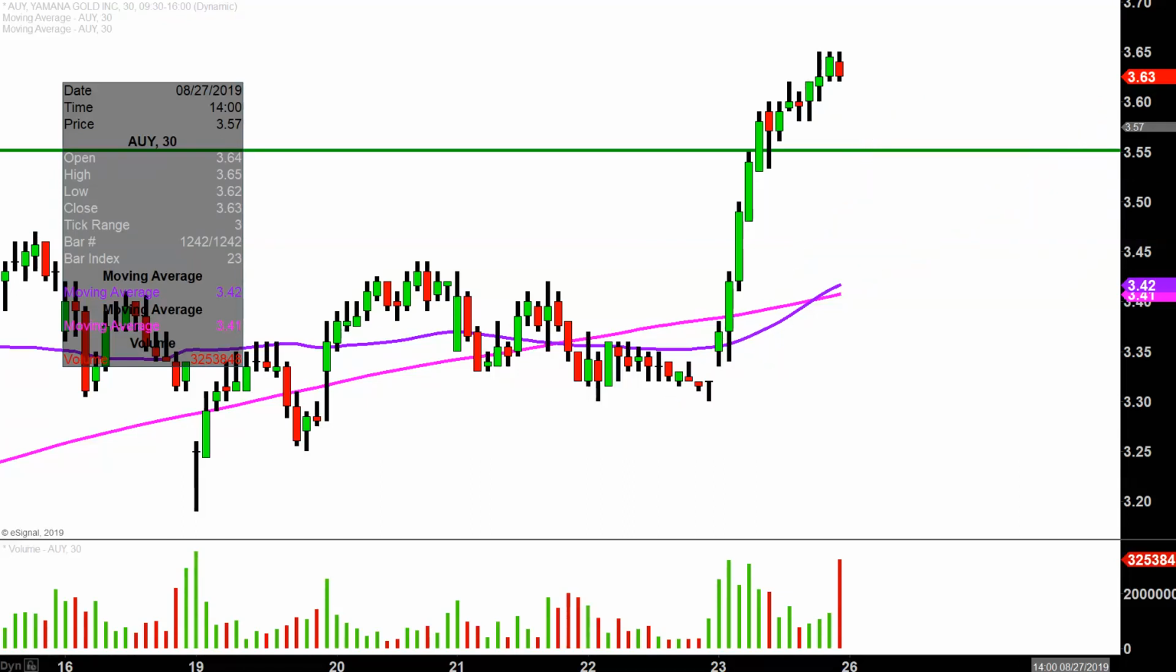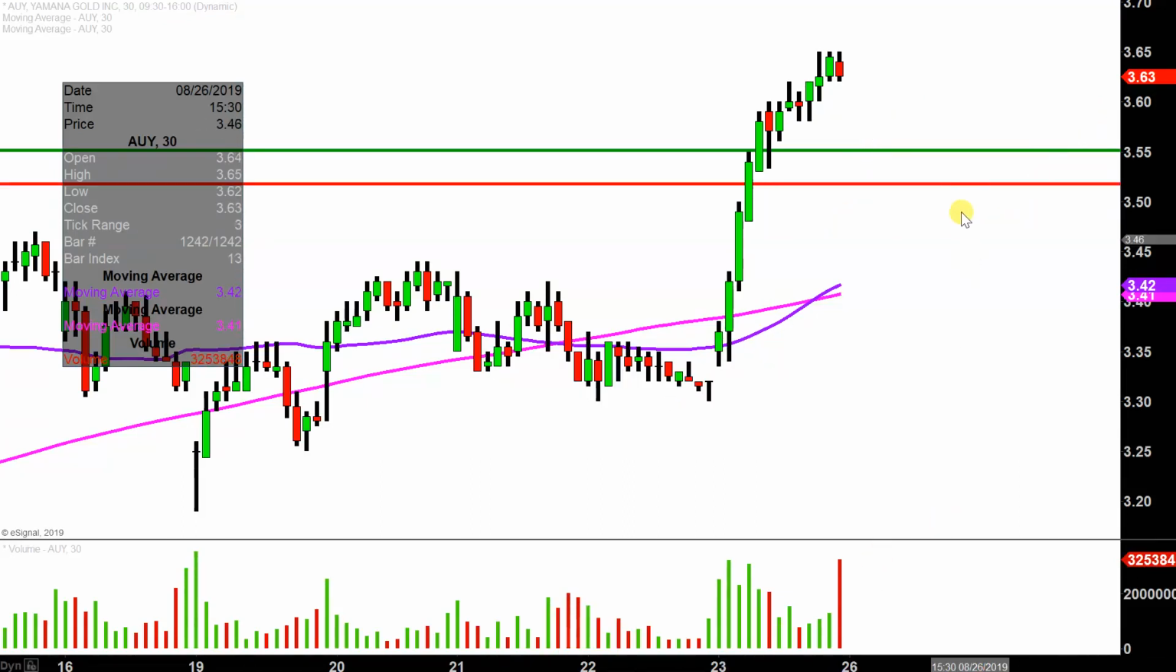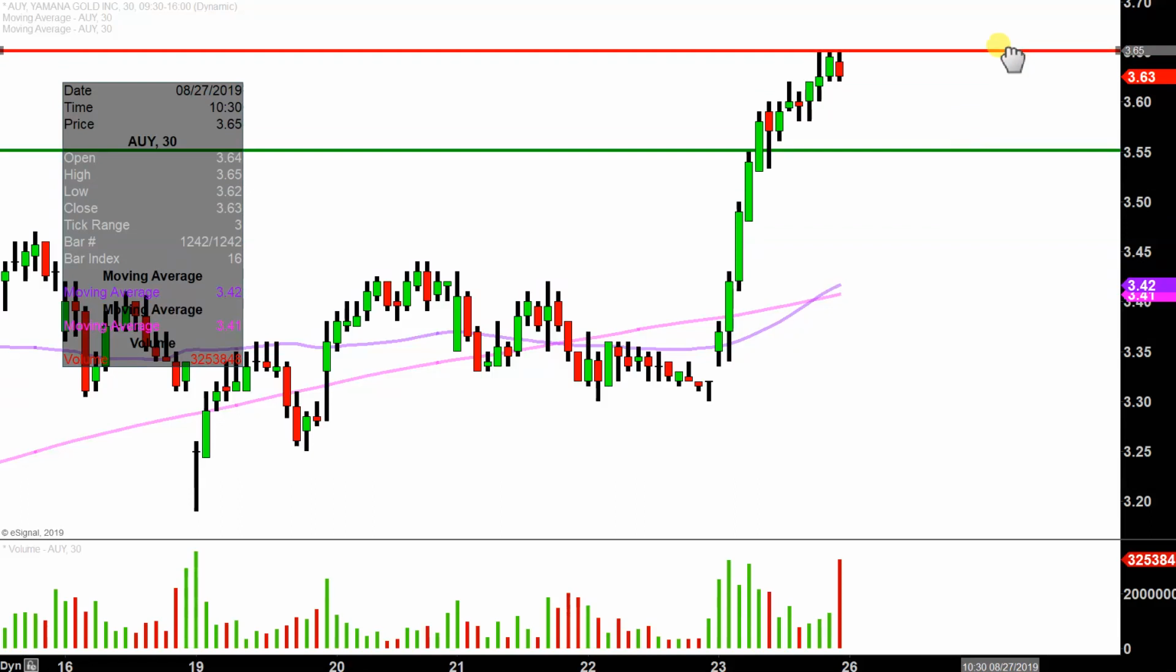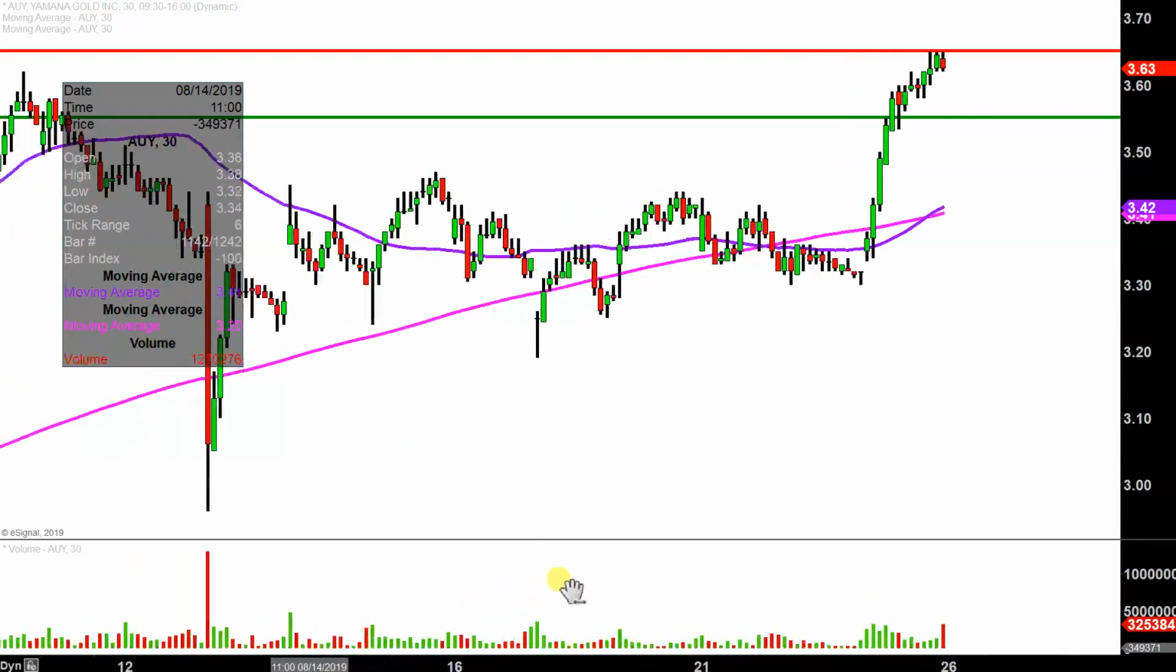What about levels of resistance going forward? Initial level is just simply where the party stopped today, and that was right up there at 3.65. So 3.65 knocked the price down several times Friday. Now if the price can push up through there, got to squeeze down the chart here a little bit.